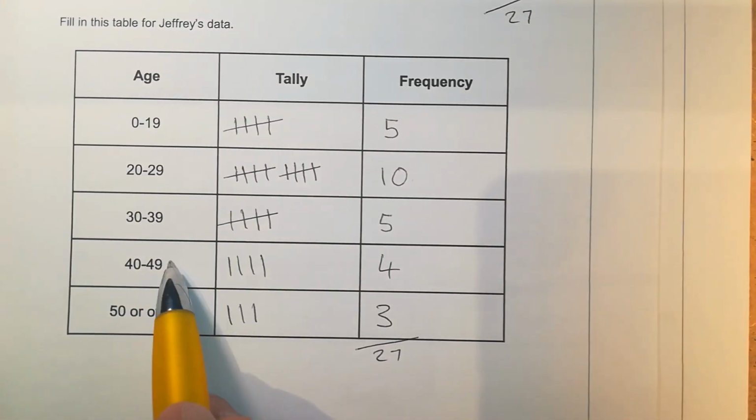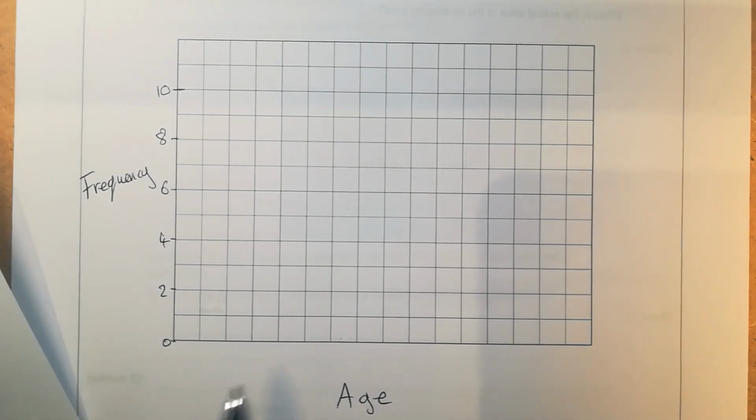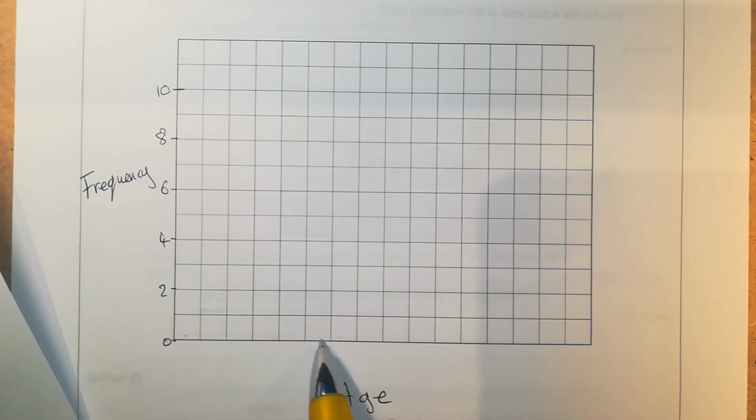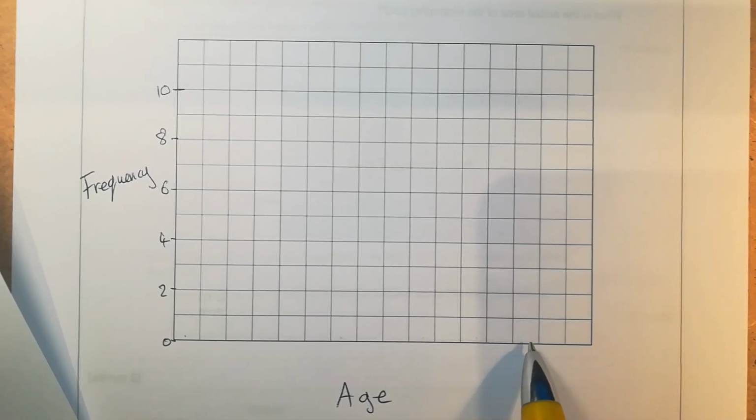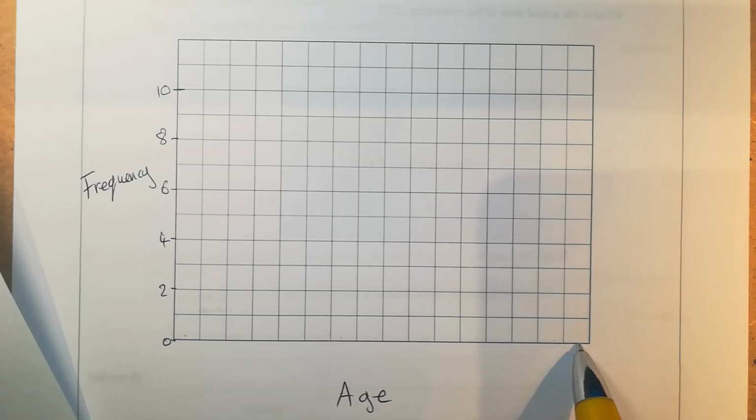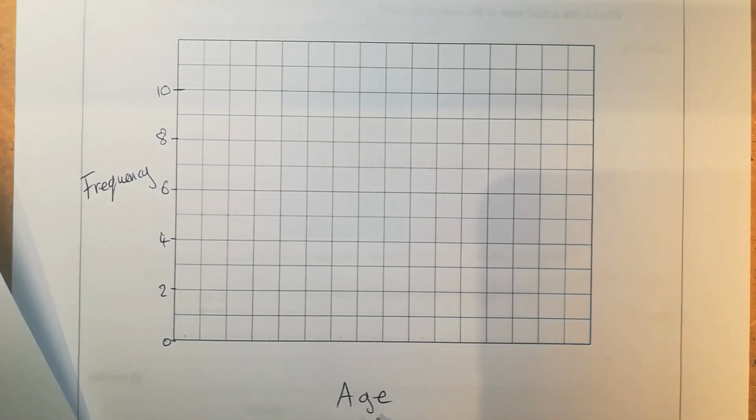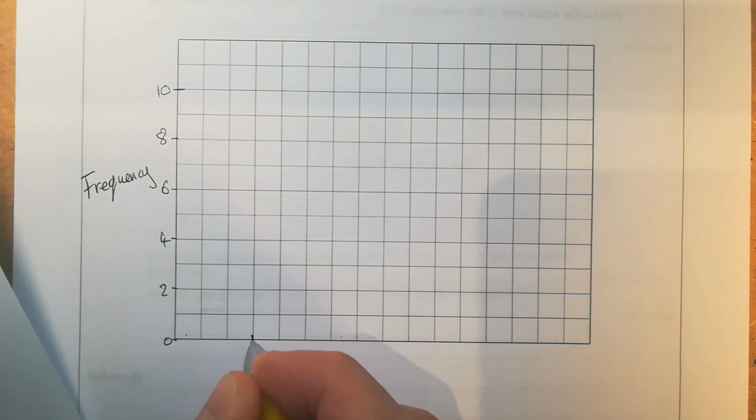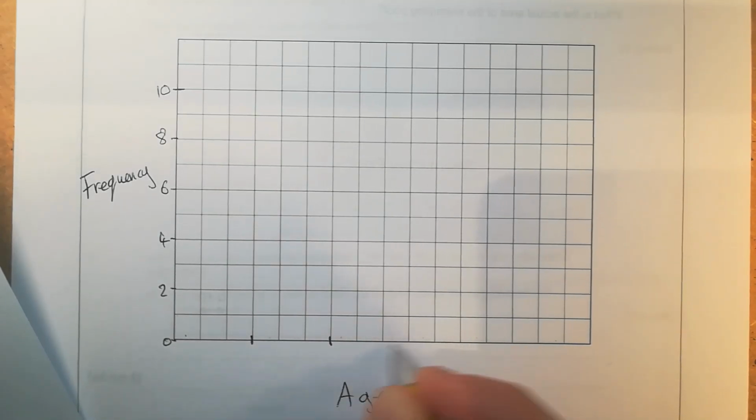An age, well, we've got 1, 2, 3, 4, 5 groups. We need to fit that along here. See how many boxes we've got. 1, 2, 3, 4, 5, 6, 7, 8, 9, 10, 11, 12, 13, 14, 15, 16. Well, if we've got 5 groups, we could have 2 boxes for each. That would be 10. If we did 3 boxes for each, that would be 15, and we had a space for 16. So that would be 1, 2, 3 for each group.